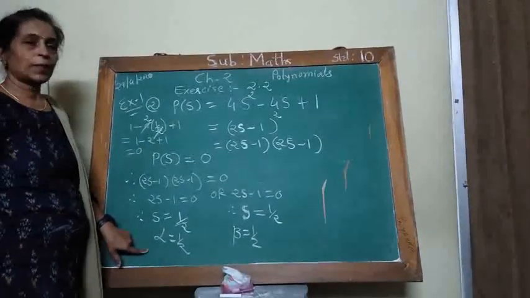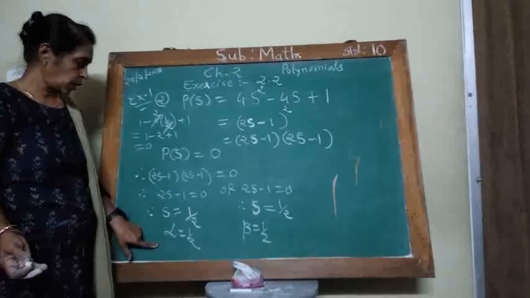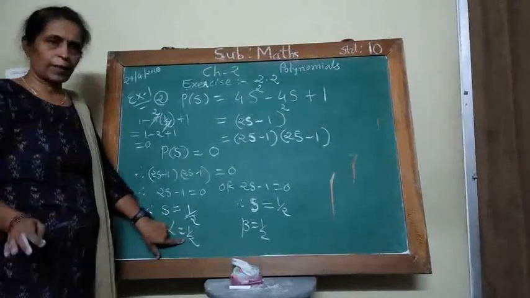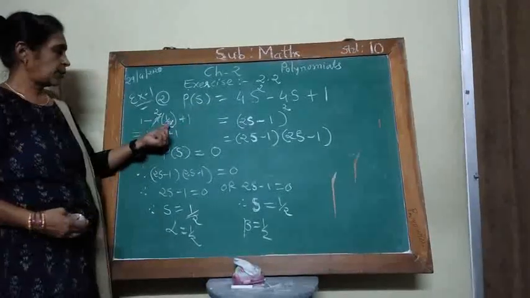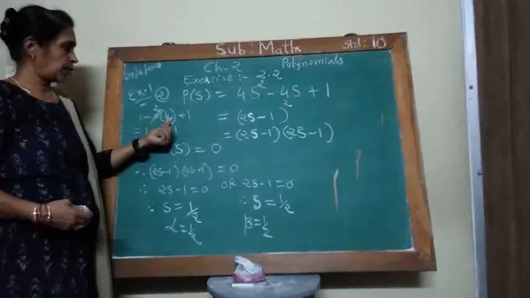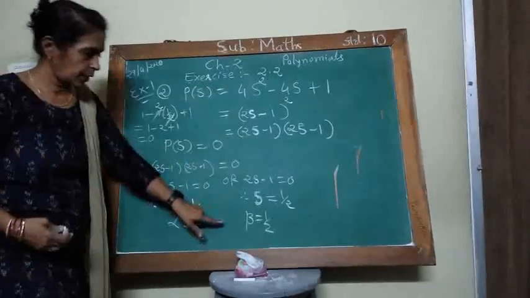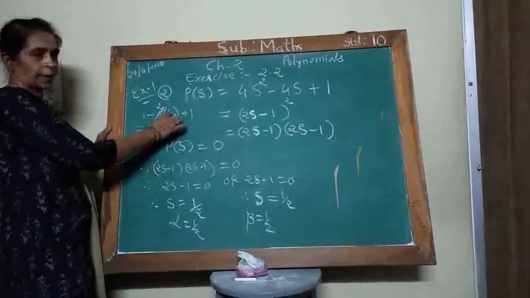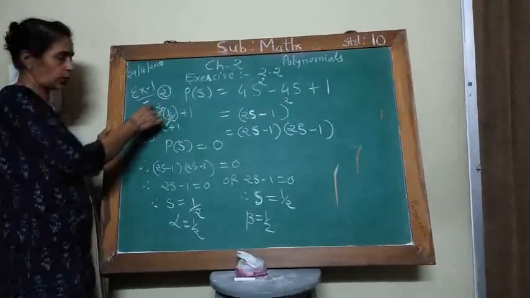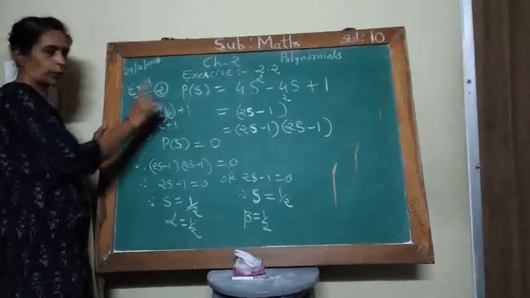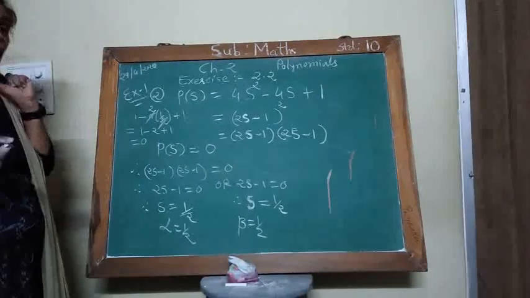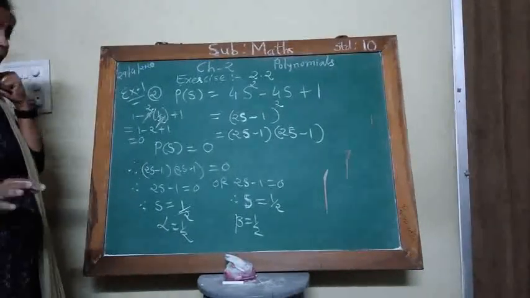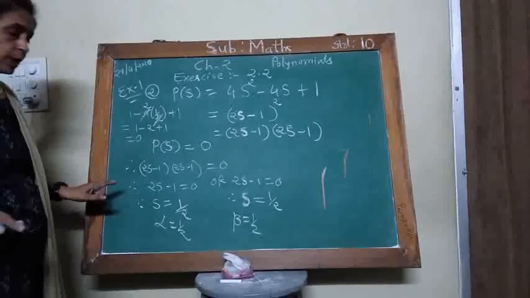So in an examination, suppose you have some doubt, then whatever zero you obtain, you put it here and just verify. So here by mistake I put 4, but it is s is equal to 1 upon 2. So I put 1 upon 2, and 1 plus 1, 2, 2 minus 2. So our answer is right. There are 2 zeros and they are the same zero.